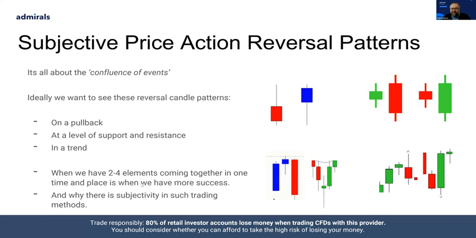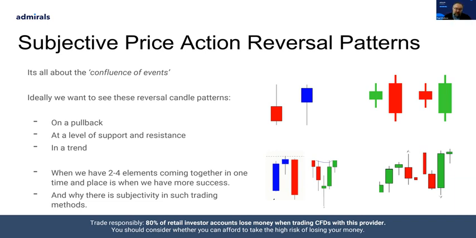So, as I said, it's all about confluence of events. Ideally, we want to see these reversal candlestick patterns, like pin bars, engulfing candles, star formations, key reversals, on a pullback, at a level of support or resistance, in a trend. That's ideally what we're looking for. And when we have these 2, 3, 4 elements coming together in one time and place, that is when we are likely to have more success.